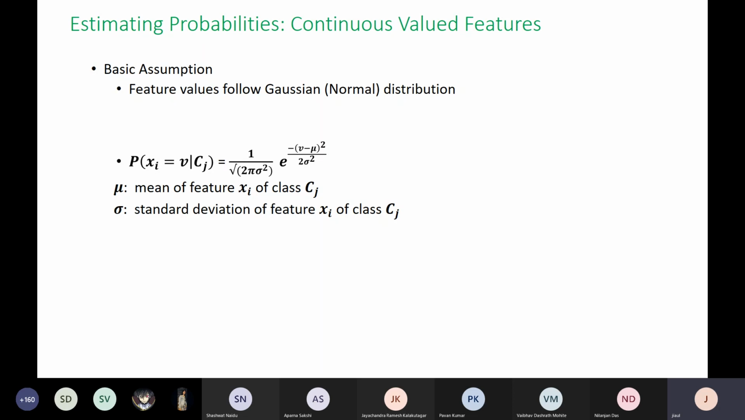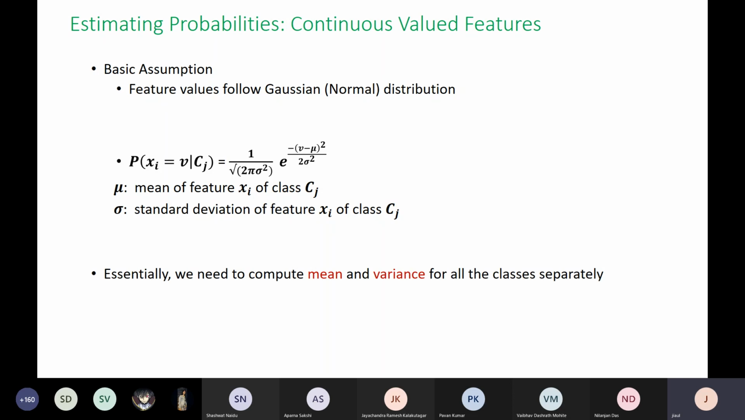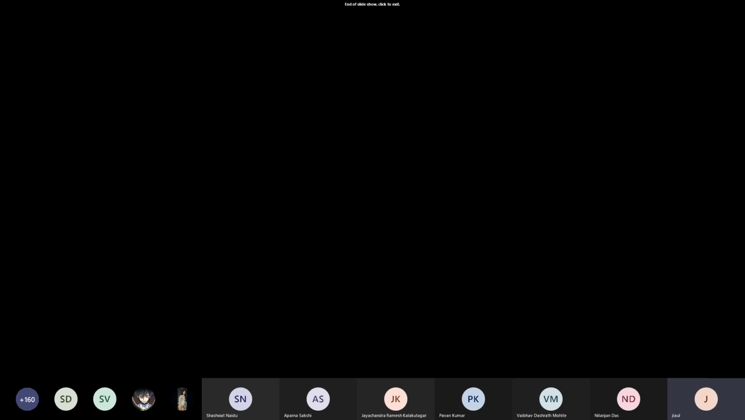And then you can apply this rule straight away. Once you have the distribution function known, you can straight away apply it to figure out the probability values. Essentially, what you need to compute in this case is the mean and variance for all the classes separately and for all the features, of course. And then you simply apply this to estimate the probability values. All right, so that's it from my side.